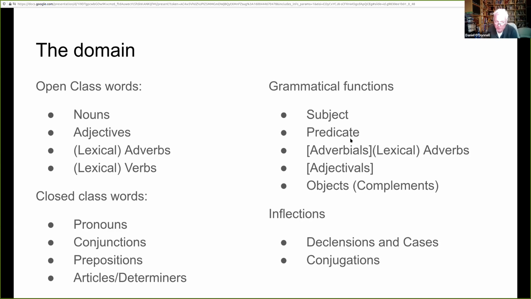And we also talked about grammatical function, and these are some of the ones that we dealt with. Ones in square brackets are things that came up in our classes but are not really talked about in Murray's chapter. So we talked about, in his terms, subject and predicate. I'm going to come back to that. We talked about adverbials. I don't know, lexical adverbs managed to sneak in over there. Adjectivals and objects or complements are terms. Murray called them objects. I've called them several times complements. And finally, we talked about inflections, at least in my section, fairly briefly, and they fall into declensions and cases and conjugations, and we also call them inflections.